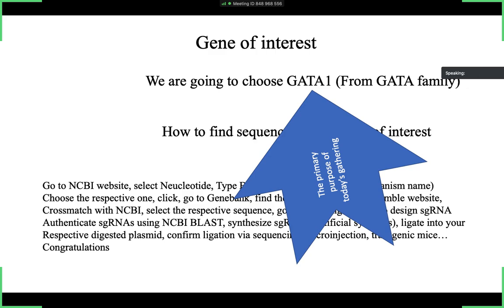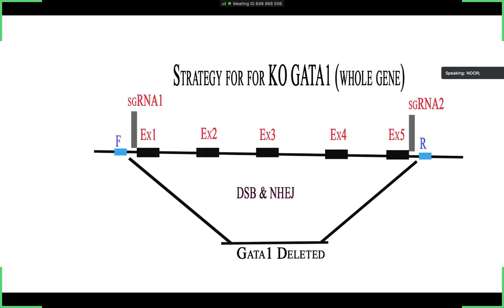Gene of interest: here we are going to talk about GATA1 from the GATA family, and I'm going to explain how you will find your gene of interest from NCBI, and then how you will tally your sequence with Ensembl, and then how you will design your sgRNA, how you will find your vector, plasmid vector, and so on.